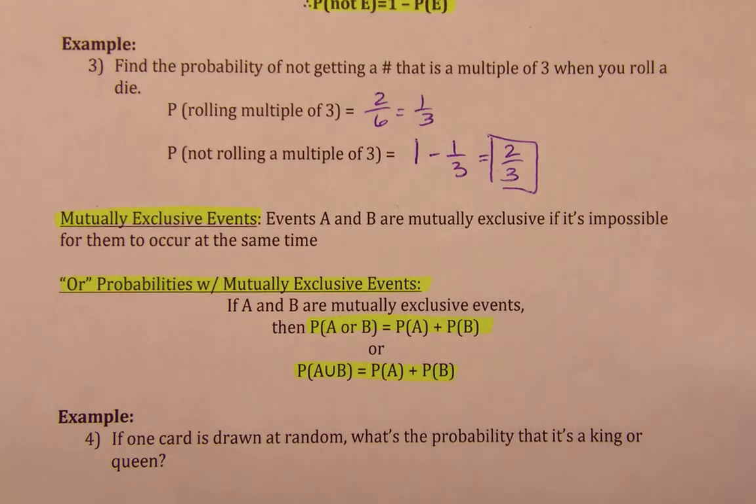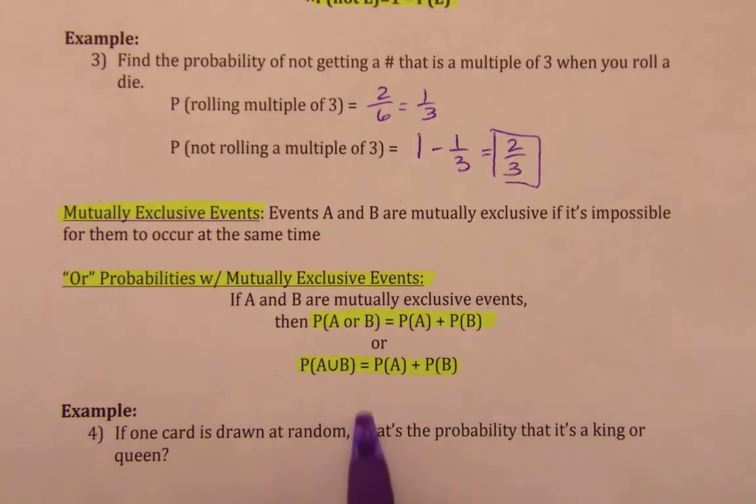Something that's not impossible to happen at the same time is if I look at my class and I have students who have, let's say, brown hair. If I want to choose a student who has brown hair who's also a sophomore, it's possible that I could have students who have brown hair and are also a sophomore. So those would be not mutually exclusive events. And we can look at probabilities of these events happening.